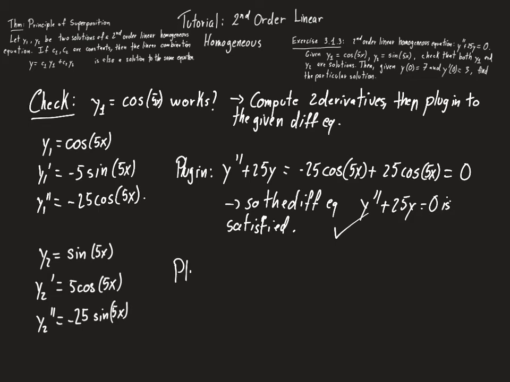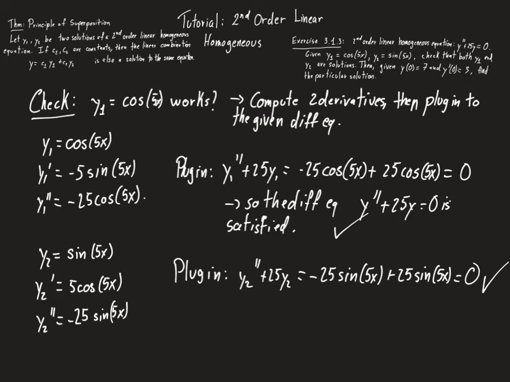Now we're going to plug this in again, and I forgot my y1s up here, I apologize. Here, y2 double prime plus 25 y2 is going to be equal to negative 25 sine of 5x plus 25 sine of 5x. And once again, this gives us 0.